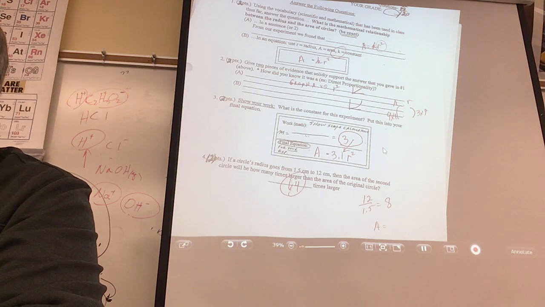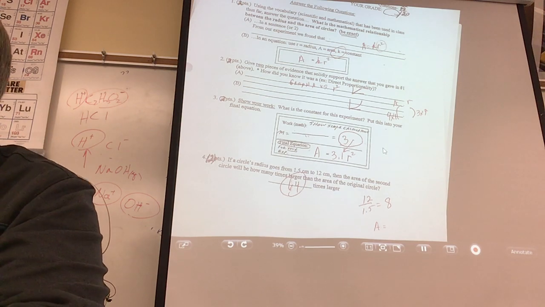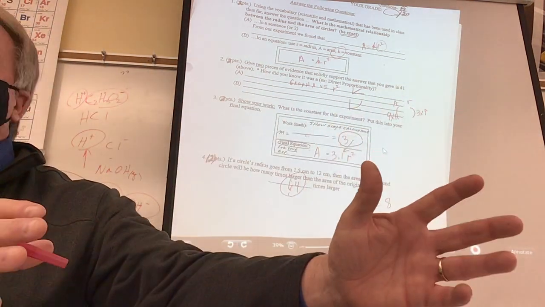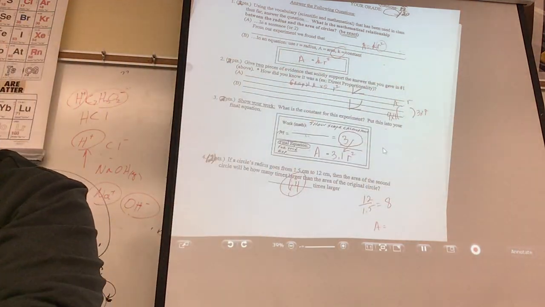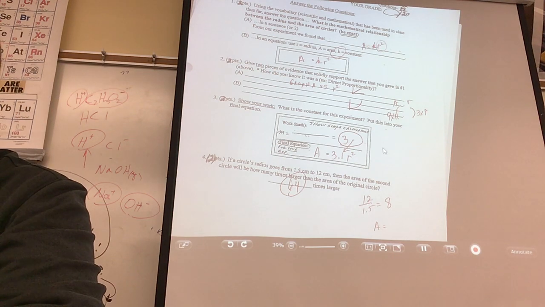You can say to yourself, I don't like that. It's okay if you don't like it. If you make a radius of a circle 8 times bigger than another one, and you were to measure the area, it would be way bigger than 8 times bigger. It'd be 64 times bigger. 64. All right, what do you think?